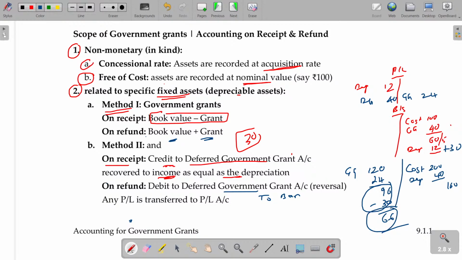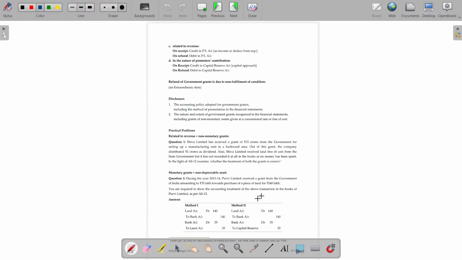You understand the two methods. Method 1, net of the asset. Method 2, keep it as it is, related to the depreciable assets.